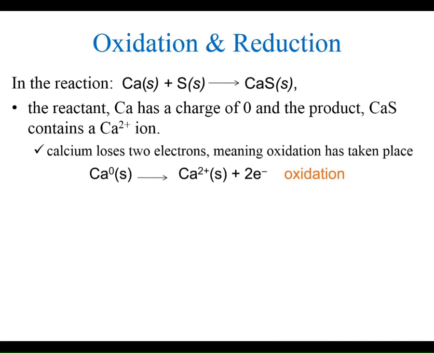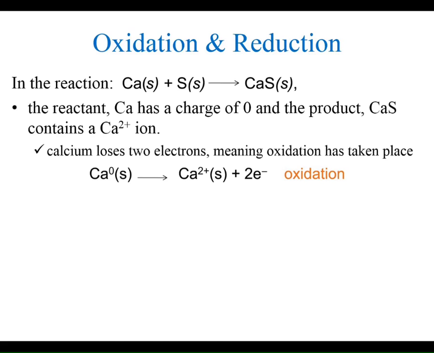If it went from 0 to 2+, that means it must have lost negatives, right? If it went from 0 to being positive, it must have lost 2 negatives. Does that make sense? If something goes from neutral to positive, it must have lost negatives. If you gained a negative, it would have become negative, right? But it lost negatives, so it becomes positive. So calcium apparently lost electrons. That's oxidation, or you could say calcium was oxidized.